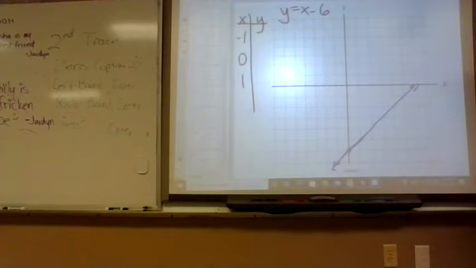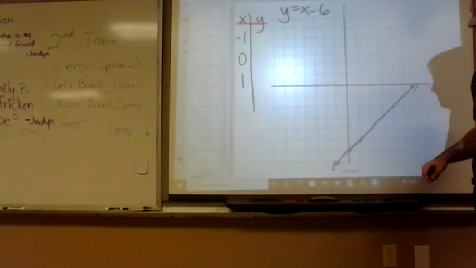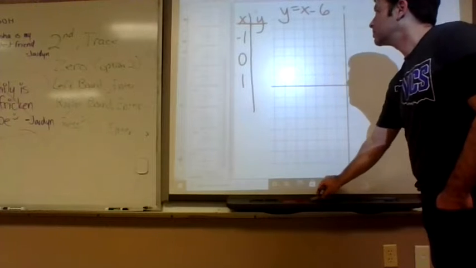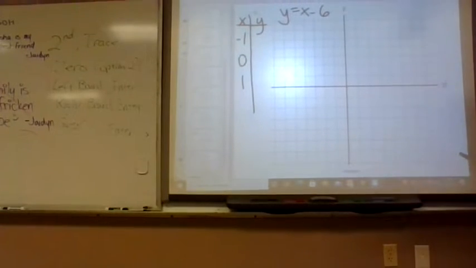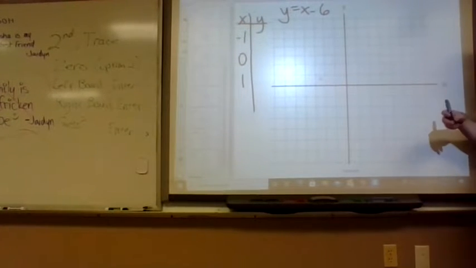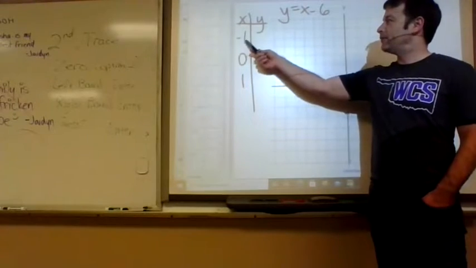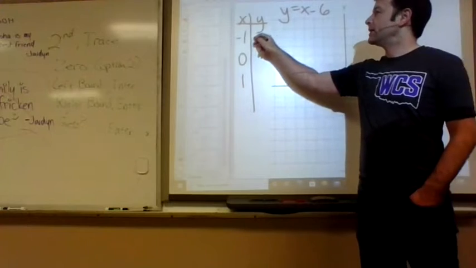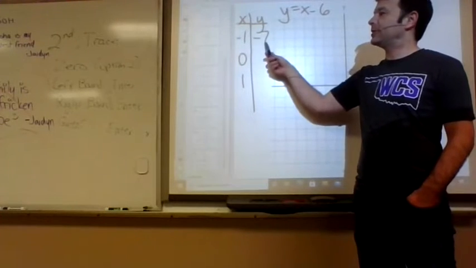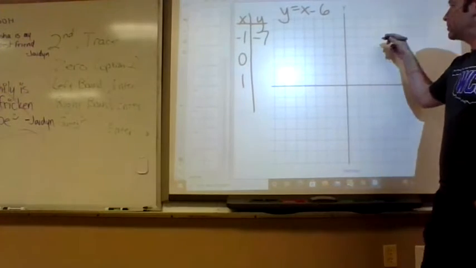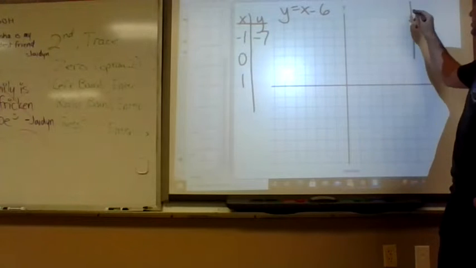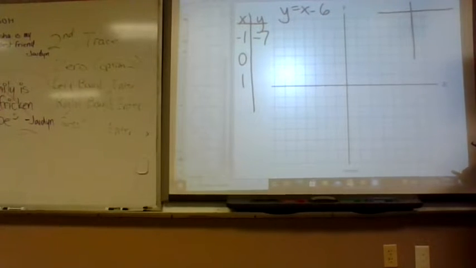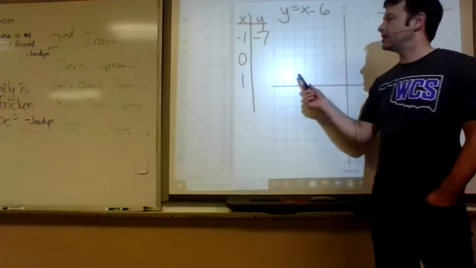Okay, 1 says y equals x minus 6. If I plug in -1 for x, what do I get? -1 minus 6? -7. That tells me that the graph is going to be really low. So if you want to conserve space, you might put your x-axis at the top. That could help. You don't have to, but that's just an option.